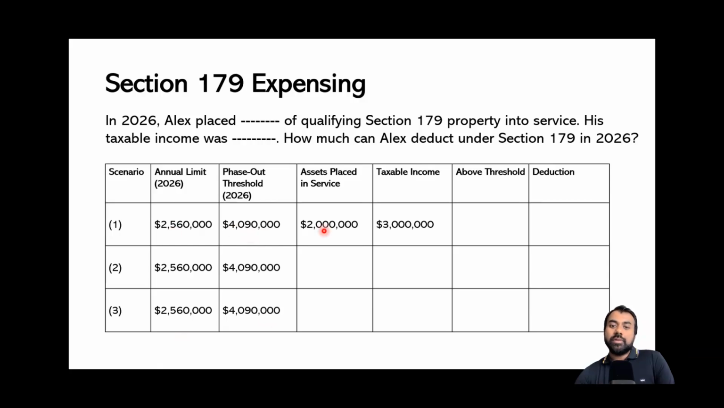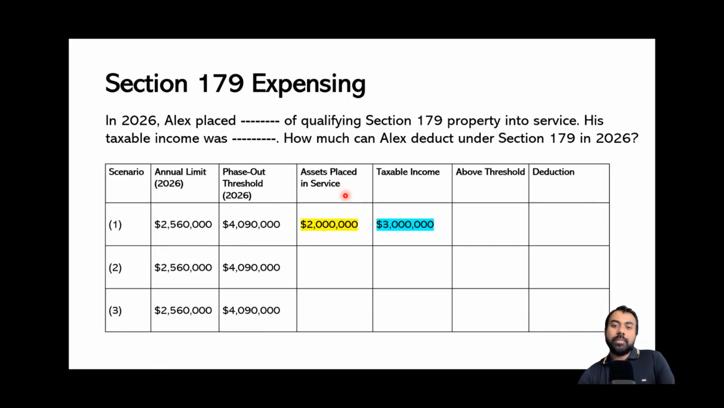And then in the first scenario, let's pretend that Alex put 2 million in assets in service and Alex's taxable income is 3 million. The first thing we do is compare assets placed in service, that is 2 million, against the annual limit of 2.56 million. Because assets placed in service, 2 million, is less than the 2.56 million annual limit, 2 million might be the correct answer if we are thinking about the deduction in tax year 2026. So that's our step one.